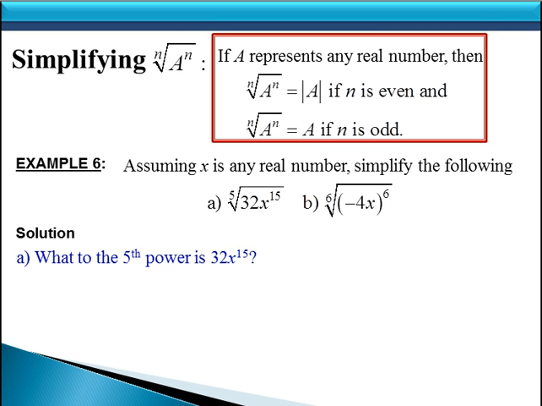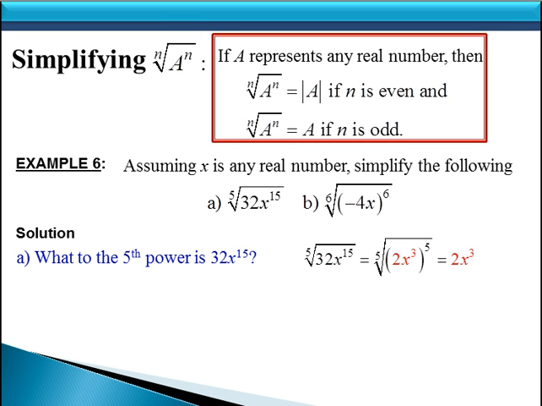And to get x to the 15th, if we divide the 15 by the 5, that will tell you what the exponent is that we need on the x. So that would give us x cubed. So our a here is 2x cubed. That's what we'd have to raise to the 5th power to get the original radicand here. And since that's our a, that is our answer.